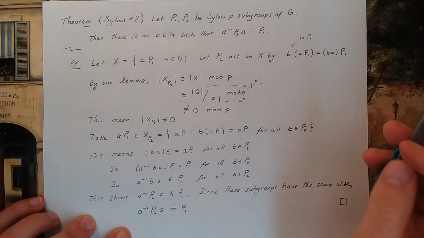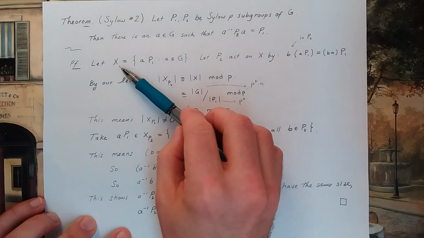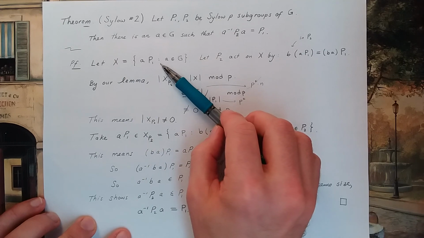So there's a proof of Sylow's second theorem, again using the idea of group actions. All right, fantastic.